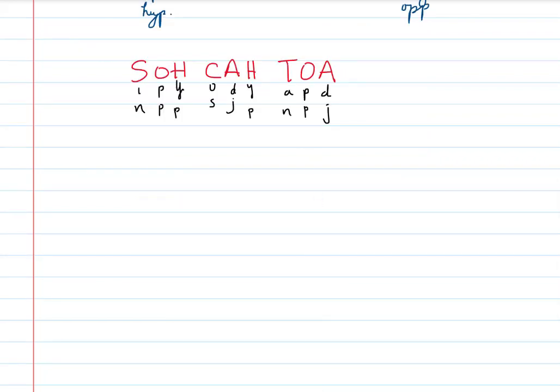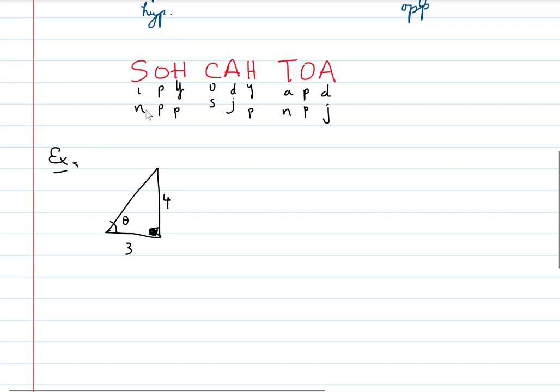Okay, so let's do a quick example. Let's say we have this right triangle. We're going to label our angle theta. This is side 3, this is side 4. And the question is: find all 6 trigonometric functions.